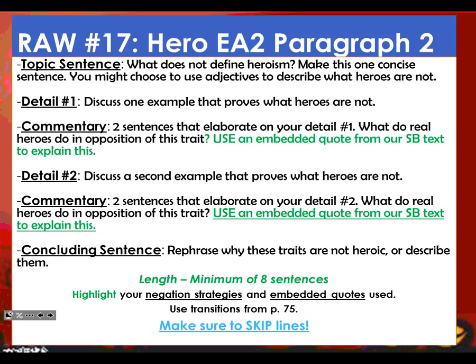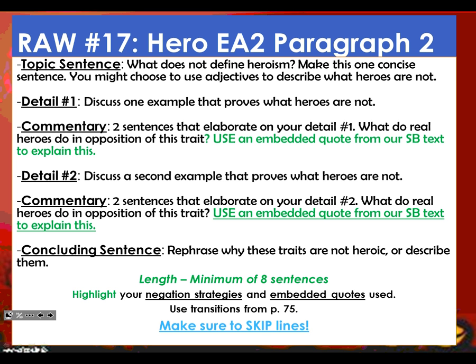All right, now the length is exactly the same. I'm looking for a minimum of 8 sentences. This time, I want you to skip lines. Unlike the first body paragraph, this one I do want you to skip lines on because people are going to be looking at your work for the negation paragraph.